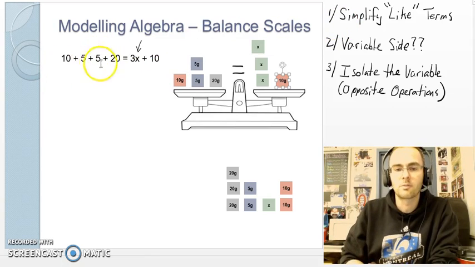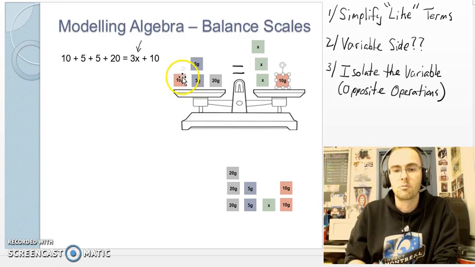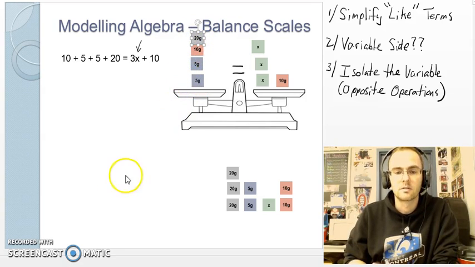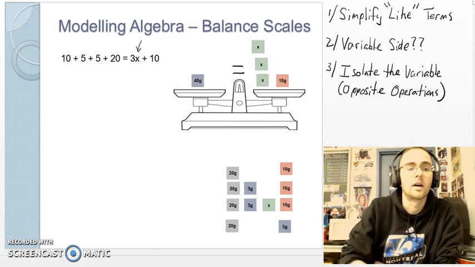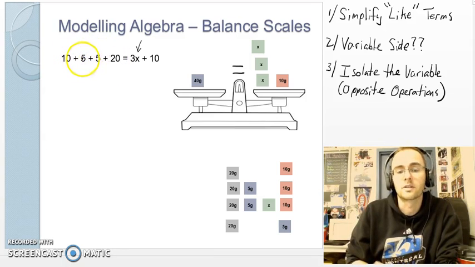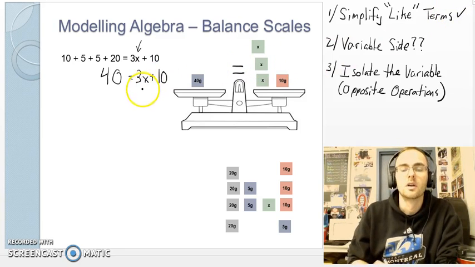So step 1, I'm going to simplify this side of my equation. It's basically just putting all of these blocks together. If you were to do that, you would put them all together and you'll get 40 grams. And if I were to do that here, 20 plus 10 is 30, plus 2 5s, you've got 40 equals 3x plus 10. So now we have this over here. So that is simplifying. We have now finished simplifying the like terms.